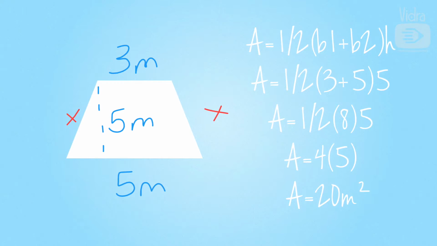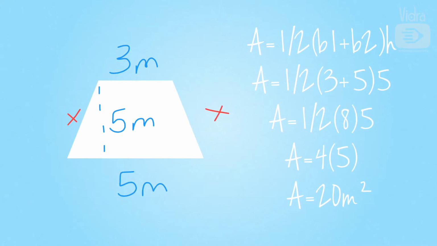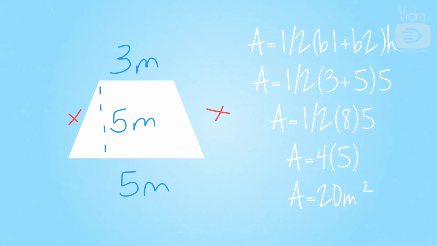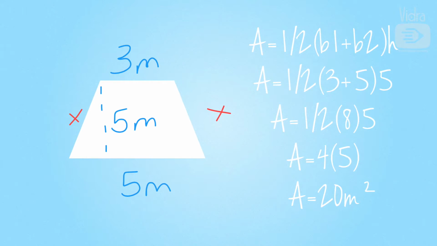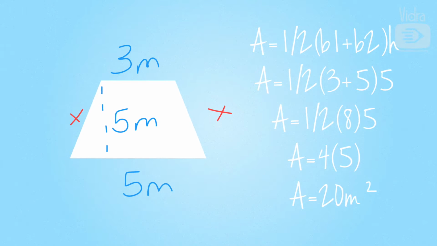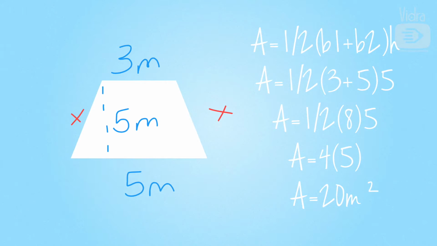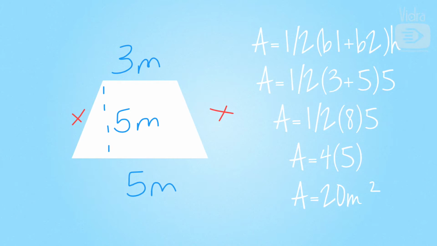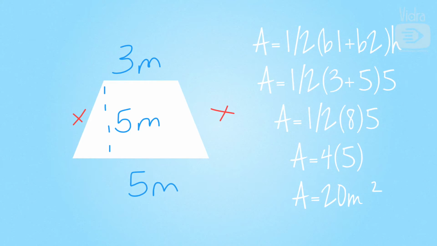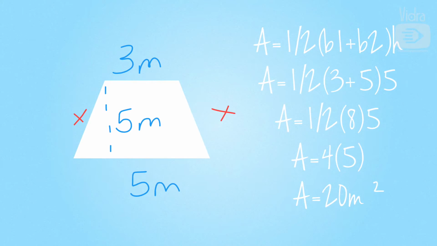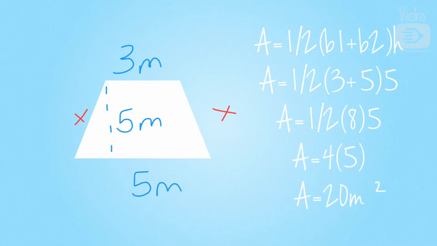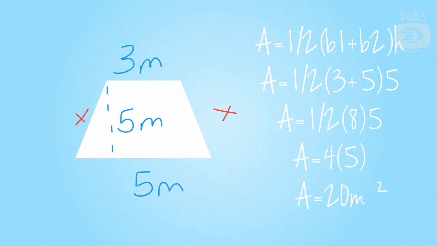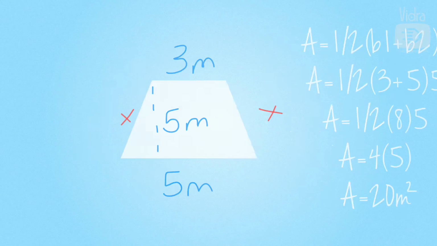We're using area equals 1/2. The two bases are 3 and 5, so we put 3 plus 5. We're going to multiply that times 5. We're going to follow the order of operations rules. We're going to start with our parentheses. So area equals 1/2. 3 plus 5 is 8 times 5. And we're going to do 1/2 of 8 is 4, so area equals 4 times 5. And that gives us area equals 20 meters squared.